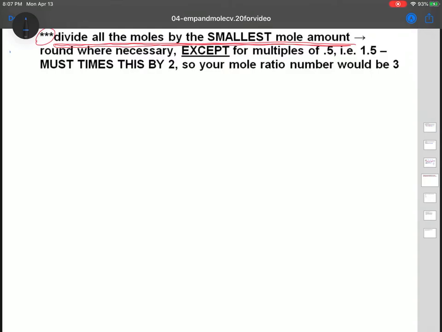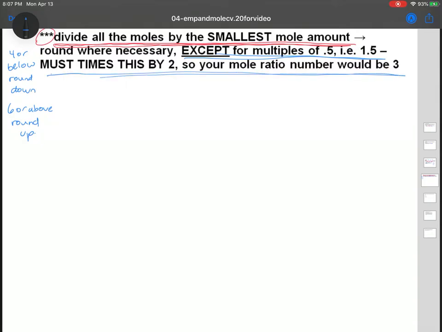So let's say you can round where necessary. So if it's 4 or below, round down, 6 or above, round up. But what happens when you are exactly at 0.5? Okay, so let's pick some random example of a compound that has A, B, C. Okay, and we do all of the work and we get down to the mole ratio line. So this is the only place where you're going to round.